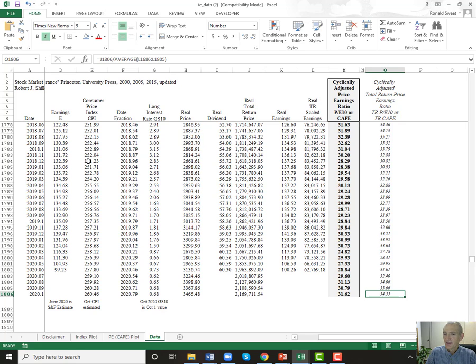He's taking the current value of the S&P and dividing it by 10 years worth of earnings, but he's adjusting those earnings for inflation. If you remember, PE ratios are high when interest rates are low, and PE ratios are low when interest rates are high. But if you take inflation out and adjust it, that somewhat neutralizes that. So you really can compare these ratios over time.